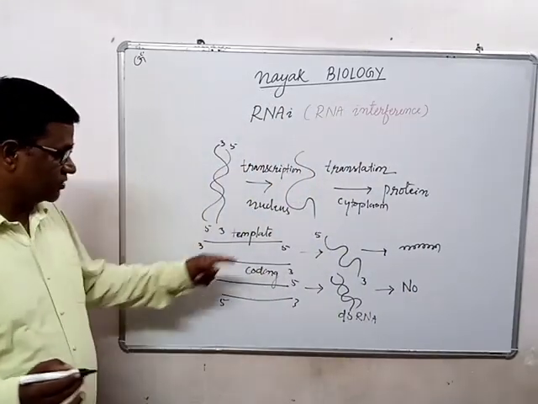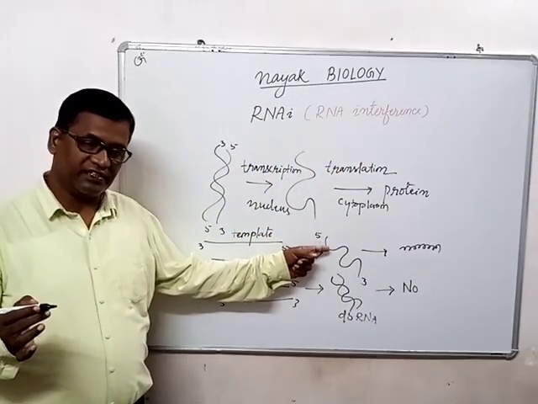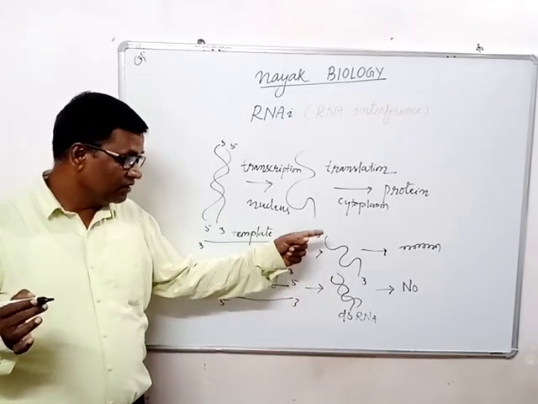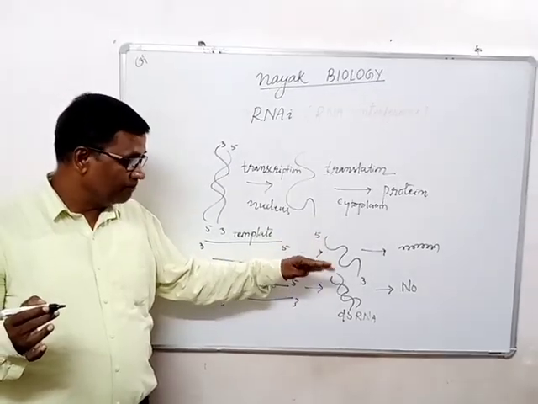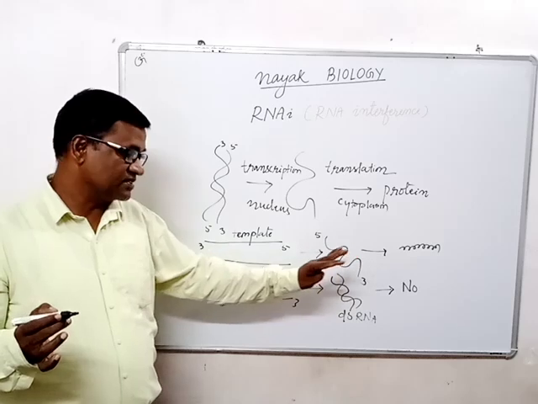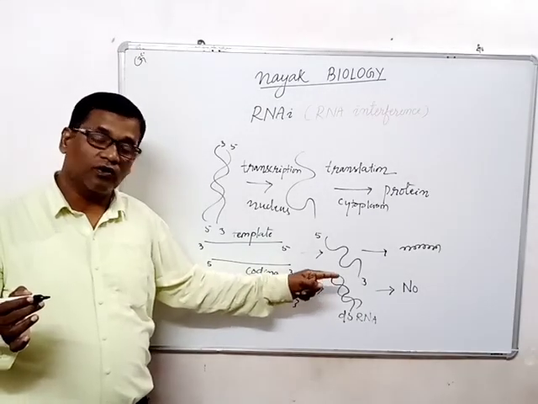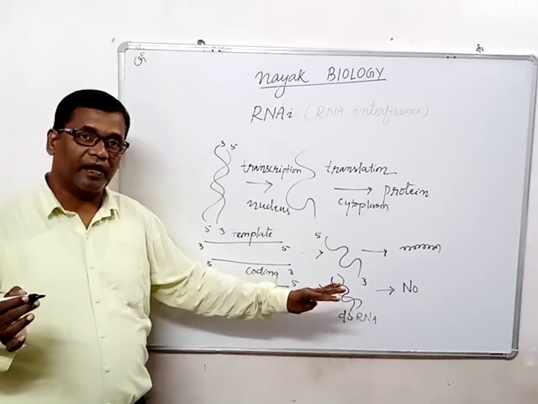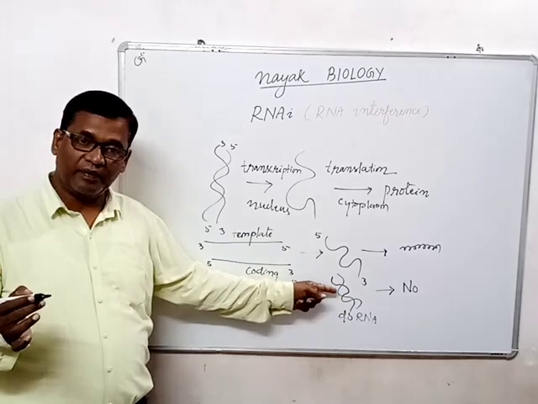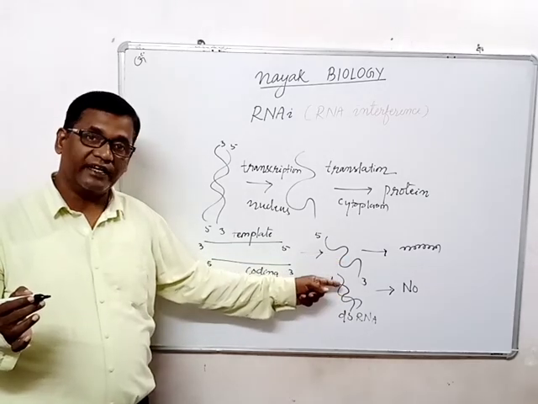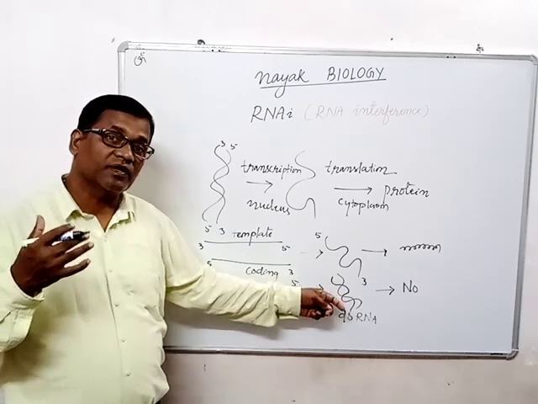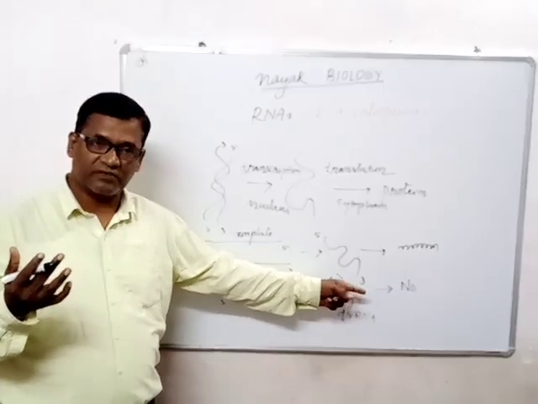Why? Because a single RNA strand contains the codons, and those codons help in protein synthesis. When these two strands of RNA are present, protein formation won't happen, because they become complementary and the codons are unable to form the proteins. That's why there is no formation of proteins.